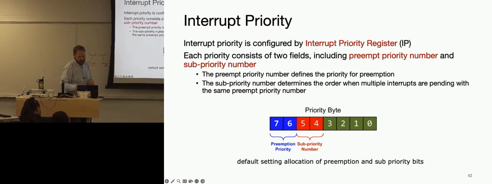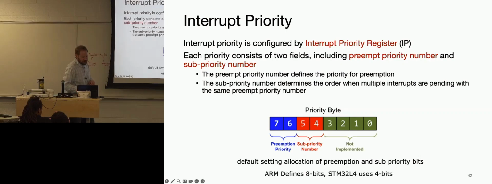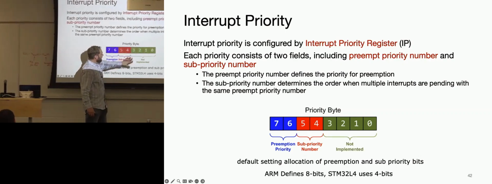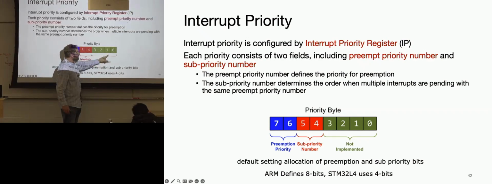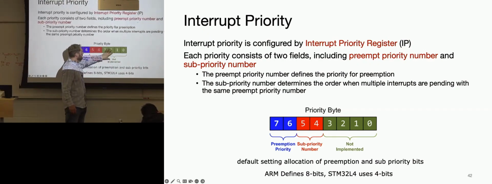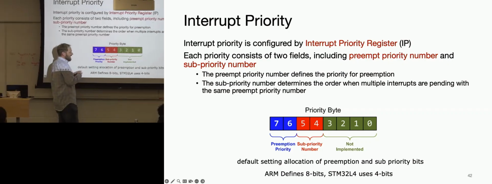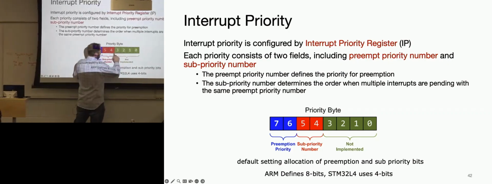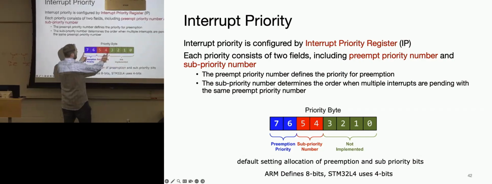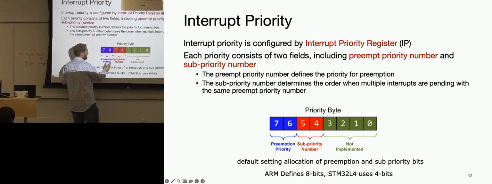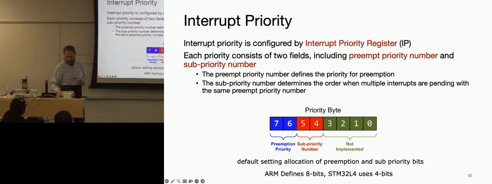There is a small quirk for this particular device, and that is that it does not even implement the lowest 4 bits of the preemption priority register, just because having that many choices isn't that useful. So you can write to these, but they'll do nothing, and they only give you the top 4 bits. And you get to manipulate the top 4 bits to have more or less preemption or sub-priority.